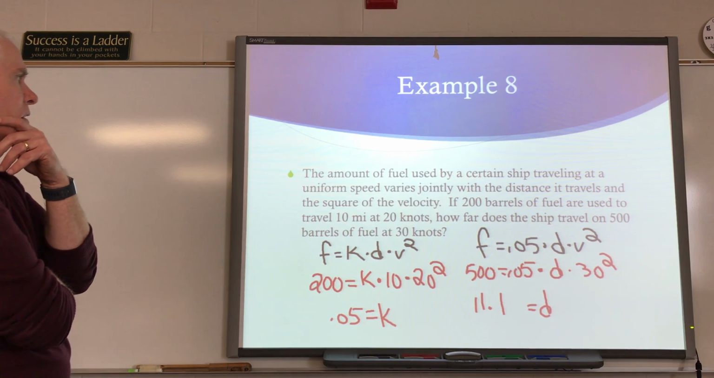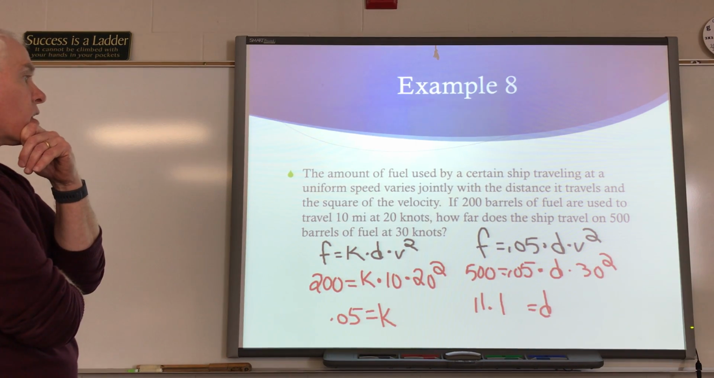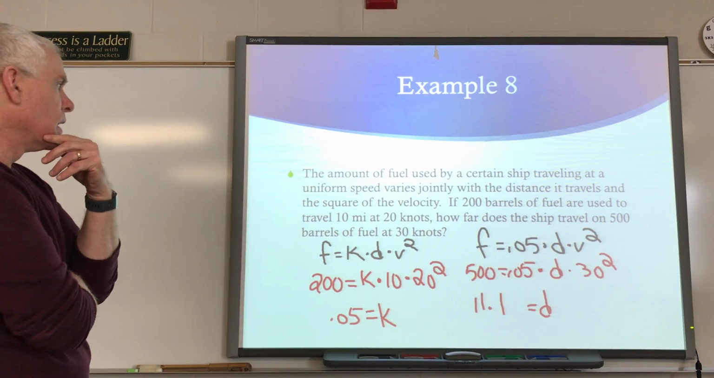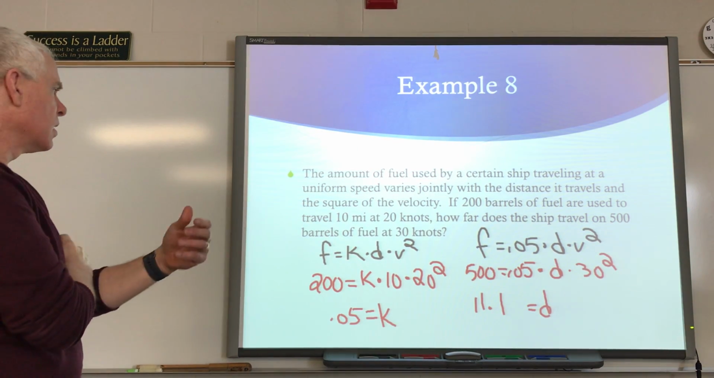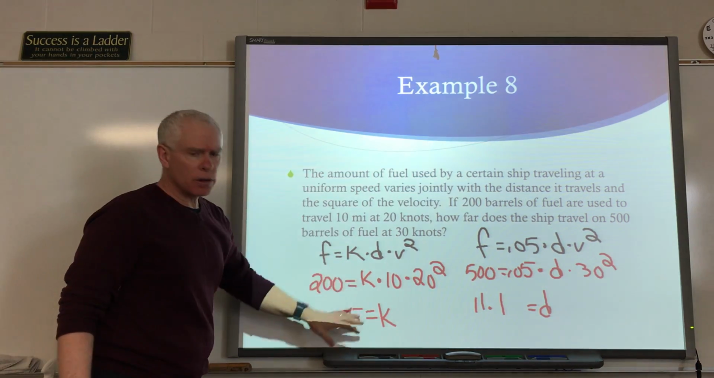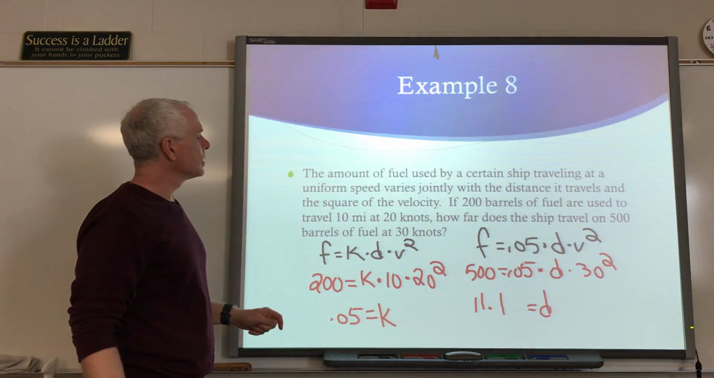So if you had 500 barrels and you're going at 30 nautical miles per hour, so faster, it's going to use more fuel, but you have more fuel to begin with. You can go a little bit farther, 11.1 miles. So similar to direct variation.